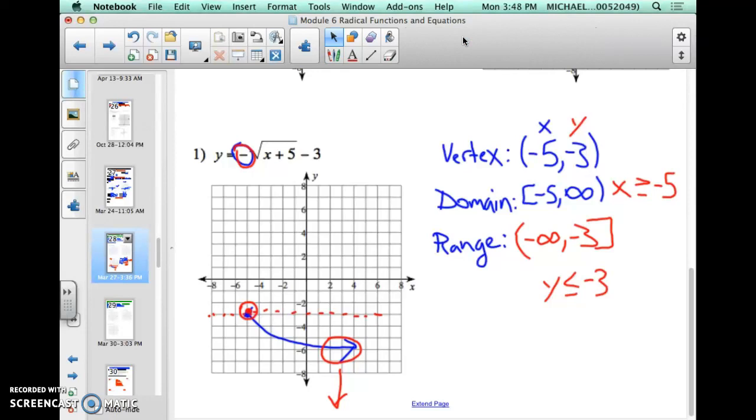You're all set with this video. You can go ahead and attempt the practice. And again, sorry, to state the transformation, I would say that this function shifted left 5 spaces and down 3 spaces. Thank you.